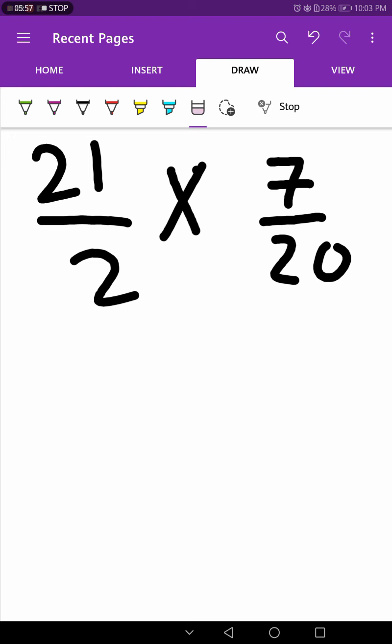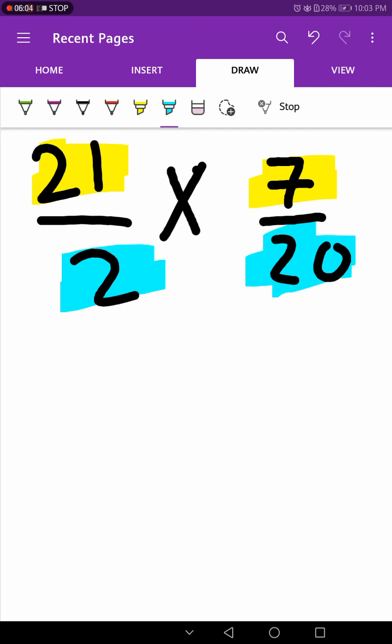So what do I have to do? Yes, up with up, down with down. Check. Do you have any similar up and down? No. So go ahead. 21 by 7. So it is 147.